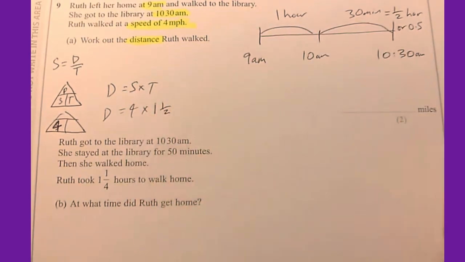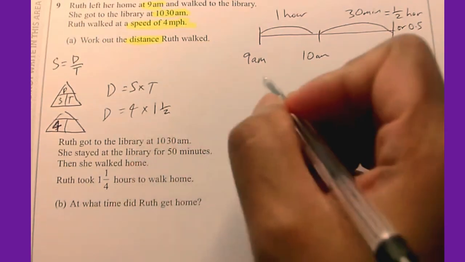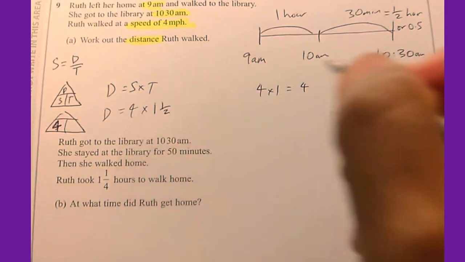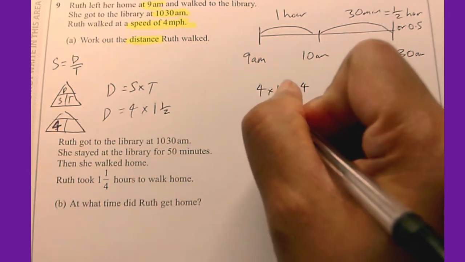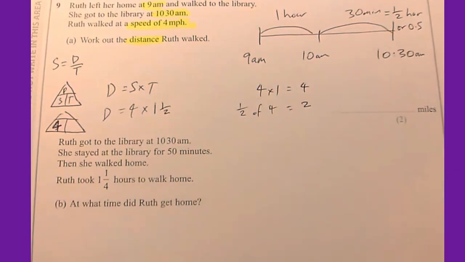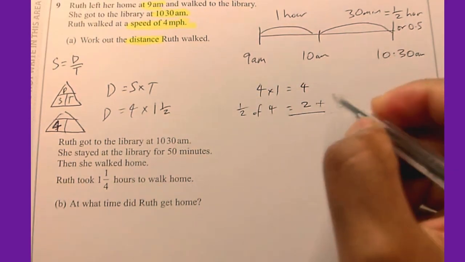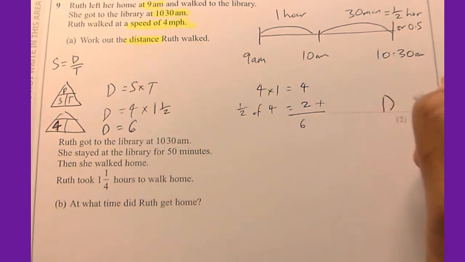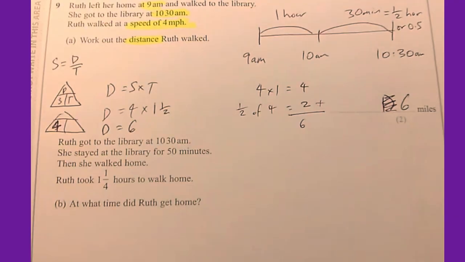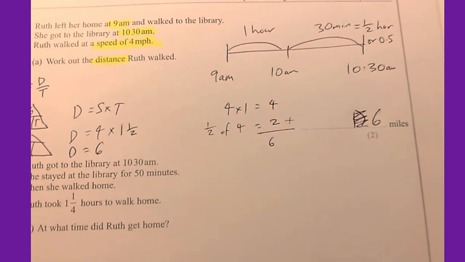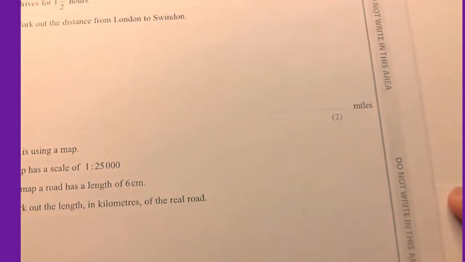So how do I work this out? I can split this up without a calculator. I can do 4 times 1, which is 4. What's half of 4? Half of 4 equals 2. So I can just add these two together. 4 plus 2 gives me 6. So my distance is 6 miles. Distance is 6 miles, and that's the answer to my question. All right, well done if you got 6. Okay, let's go to the next question.